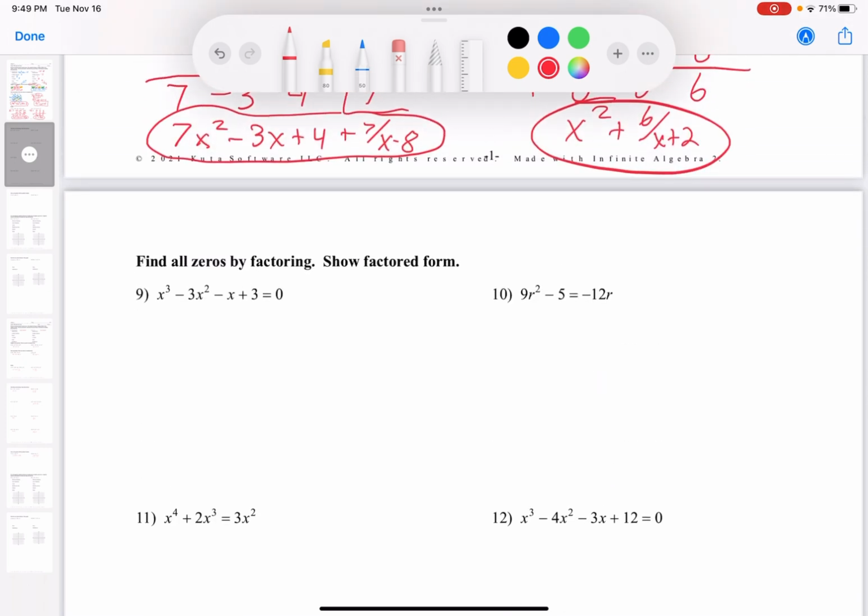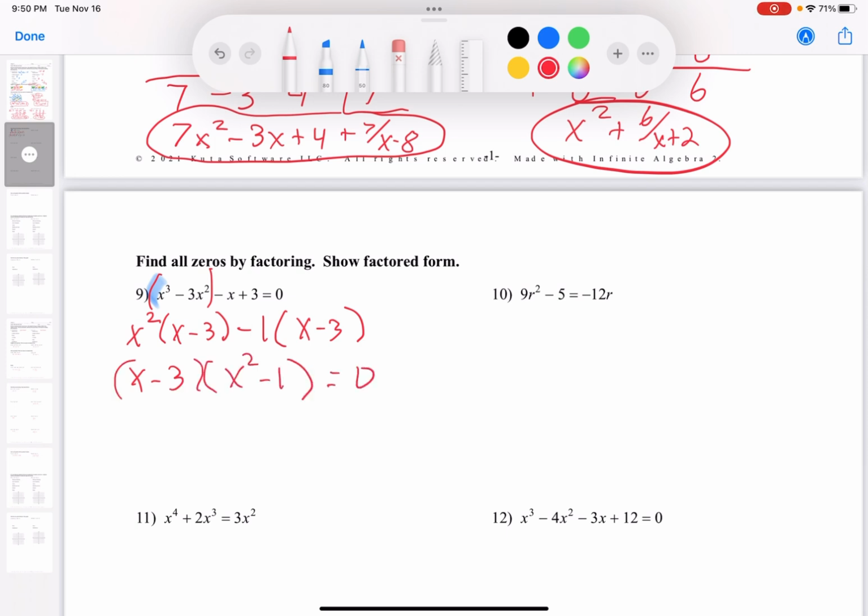Factoring. Okay, so we're gonna find all zeros by factoring. There's 4 terms, so 4 terms means that I factor by grouping. I'm going to group the first 2 together, take out a GCF, which is x squared. If I take an x squared out of x cubed, that gives me x minus 3. Minus, I'm going to take a 1 out of there. If I take a minus 1 out of there, that gives me x minus 3. So my factors are x minus 3 and x squared minus 1.